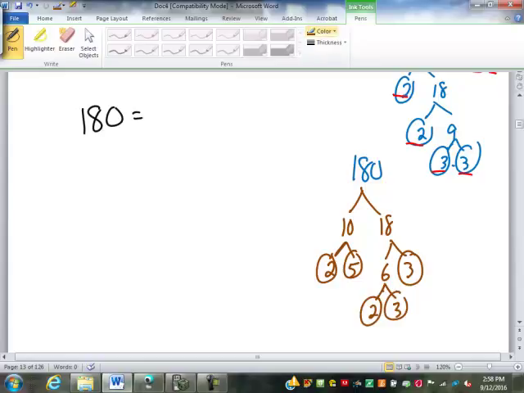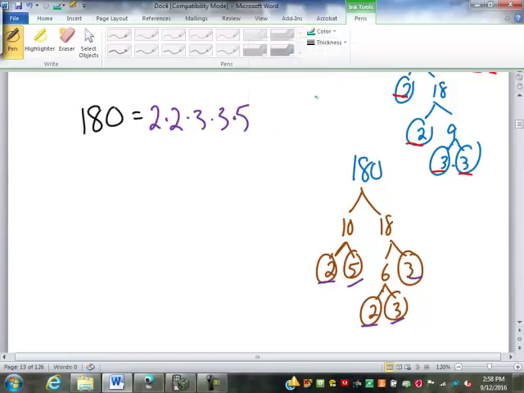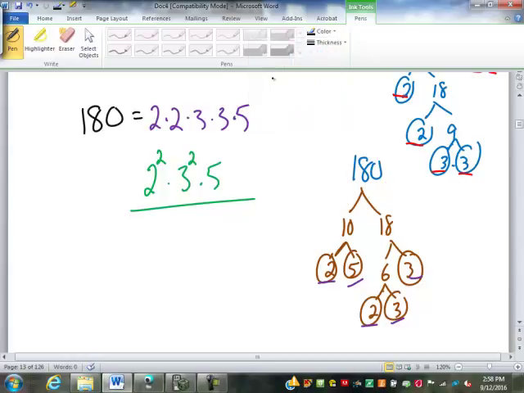Now again, I'm going to put them in order from smallest to largest. So I've got 2 and 2 there. Then 3 and 3. And then the 5. So I could leave it as 2 times 2 times 3 times 3 times 5, or I could do 2 squared times 3 squared times 5. That is my prime factorization. If you're unsure whether you did it right, you can always multiply them back out and make sure it comes back out to 180.